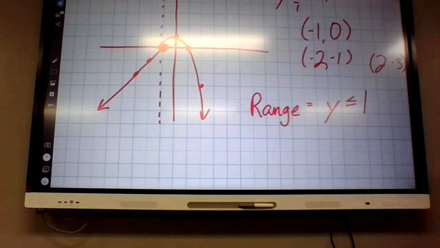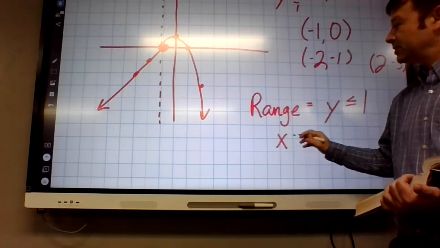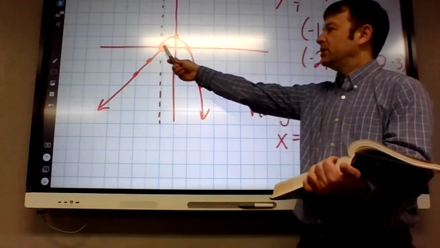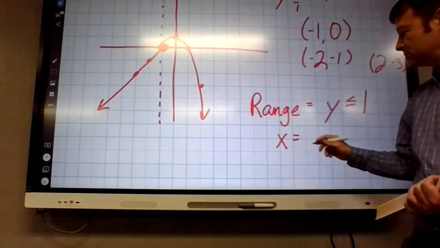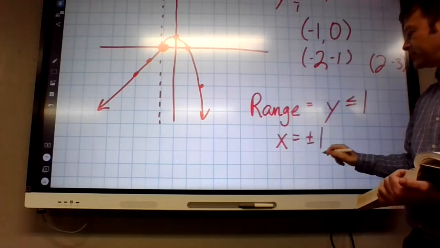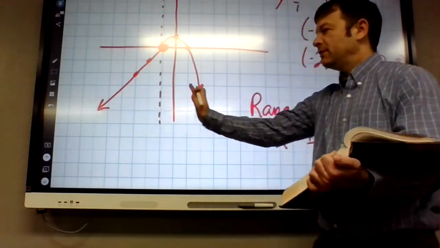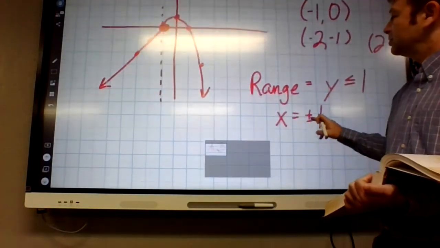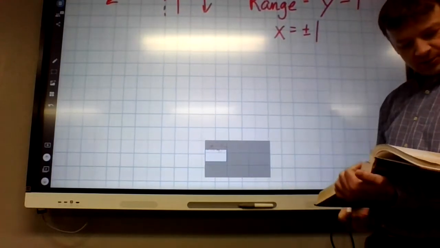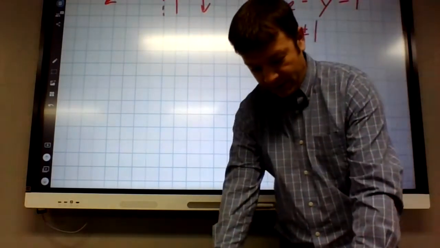There's one more question. I think it's find the zeros of a function. What are the zeros of a function? What x values make the function equal 0? Negative 1 and 1. I guess I could just put plus or minus 1 there. They didn't ask about what would be the domain of the function. All real numbers. Goes forever left, forever right. Okay, done with the graphing for now.